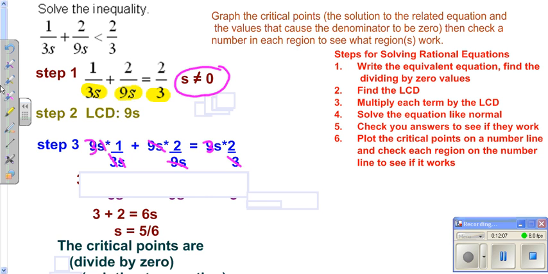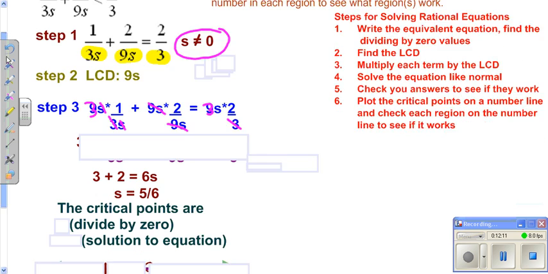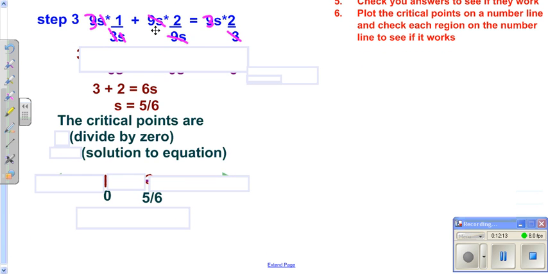Divide by 6. So, what causes your denominator to be 0, and what you get from solving the equivalent equation are referred to as your critical points. So that's what caused your original problem to have a 0 on the bottom. This is what we got by solving it as an equation. You want to put those two numbers on a number line, and then all you want to do is check a number in each region to see what works.